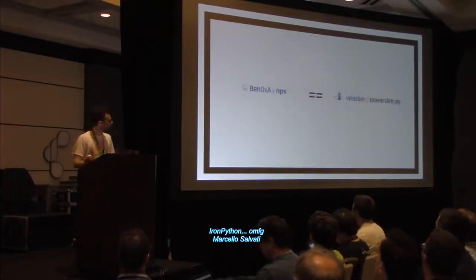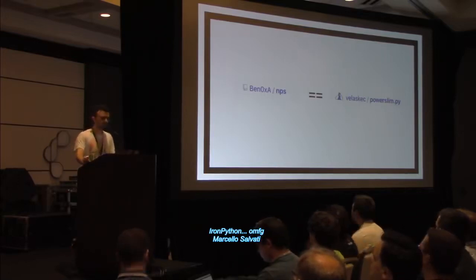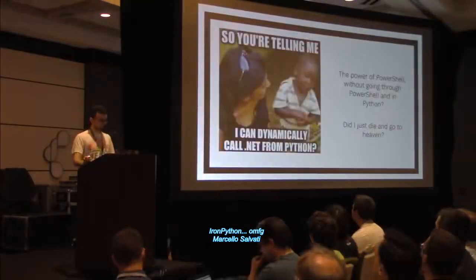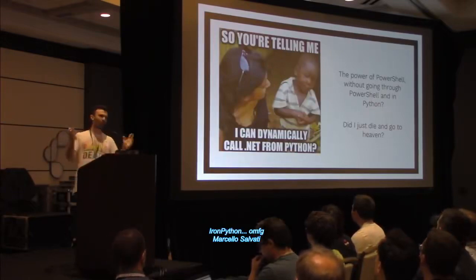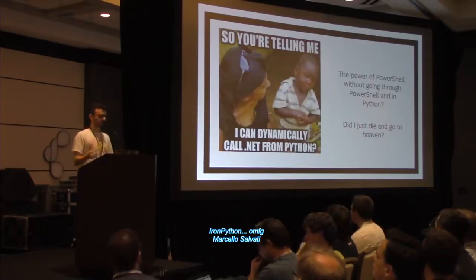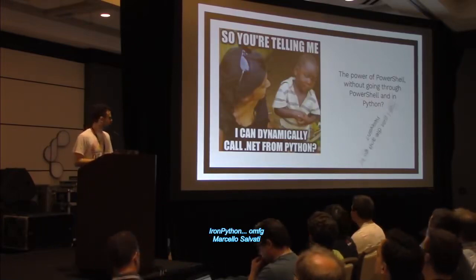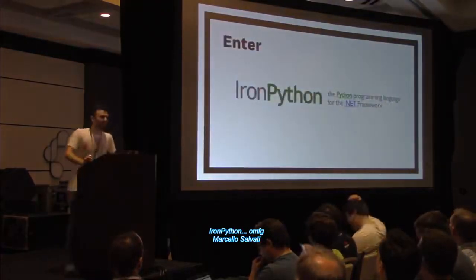So that's kind of cool. That obviously means that stuff like NPS, or really any other tool that creates unmanaged run space, is doing the same thing as this script called PowerSlim, right? So that's really, really cool. So you're telling me that I can just call .NET from Python. So I can have the power of PowerShell without going through PowerShell, because we're able to just dynamically call .NET APIs in Python. I feel like I just died and got into heaven, right?